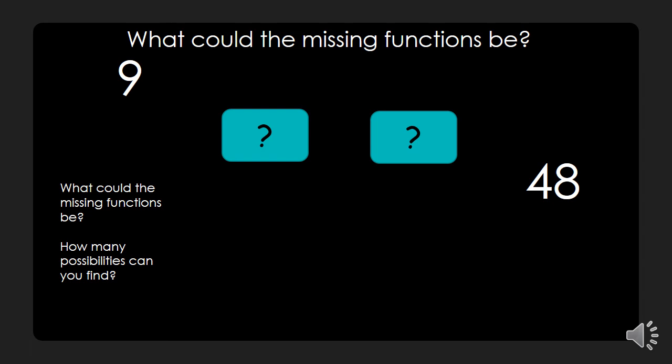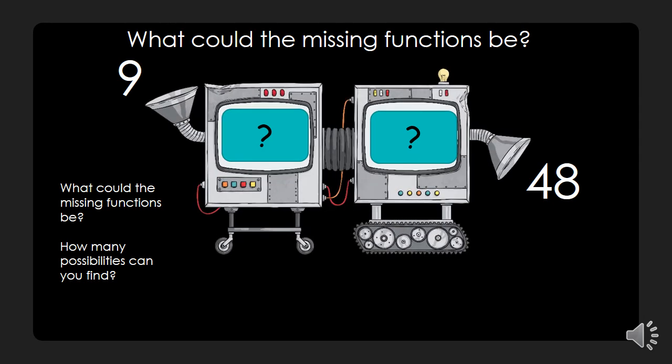Now have a look at this picture shown on screen. What could the missing functions be? So if our input is 9 and our output is 48, think about what the missing functions could be. How many possibilities can you find? Pause the video here and try and find as many as you can.